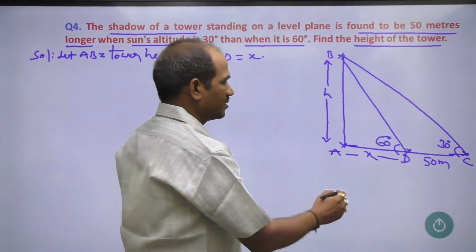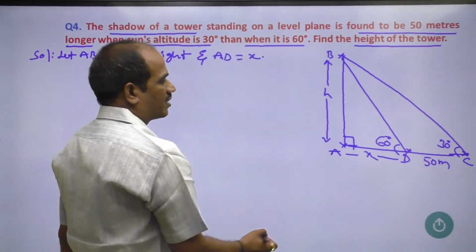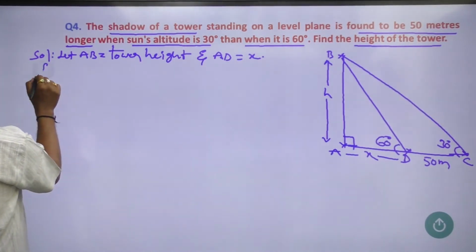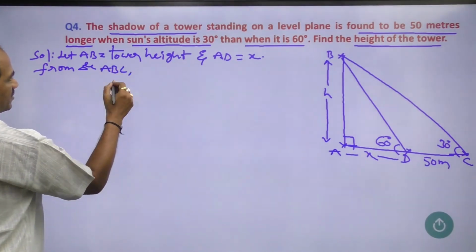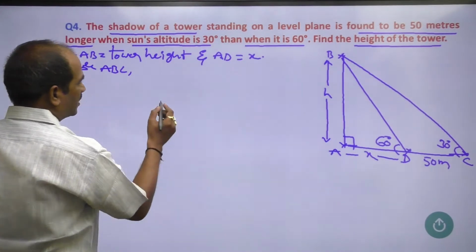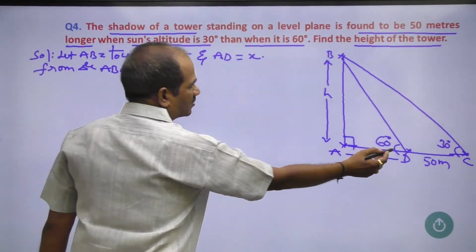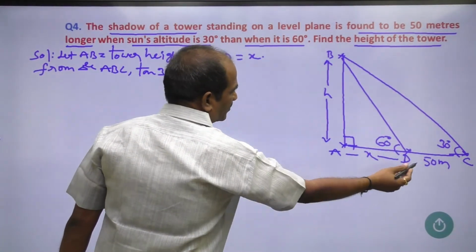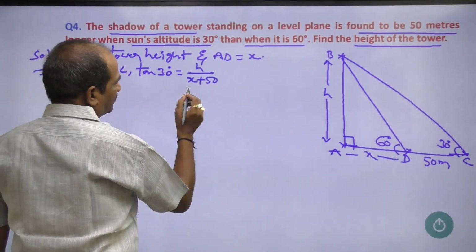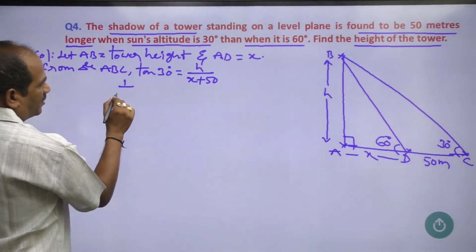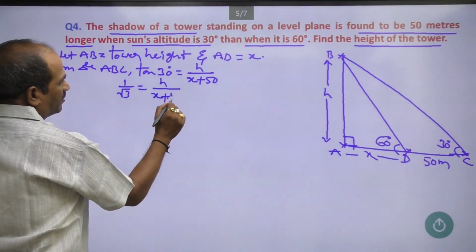First take these triangles. In the first triangle, ABC, the angle is 30 degrees. So tan of 30 degrees is equal to opposite side by adjacent side. The adjacent side is x plus 50. So that is equal to h by x plus 50. Tan 30 value is 1 by root of 3. So 1 by root of 3 is equal to h by x plus 50.